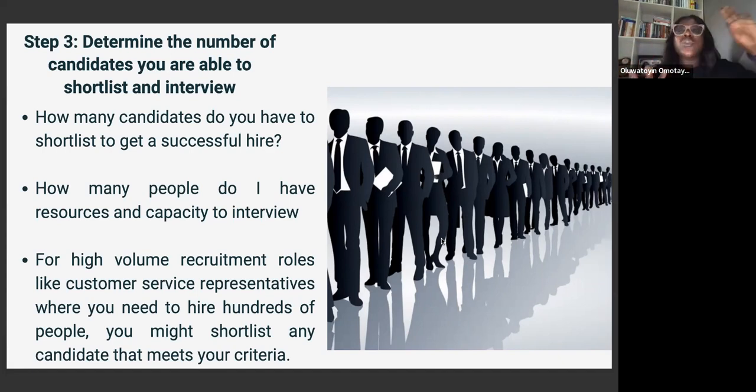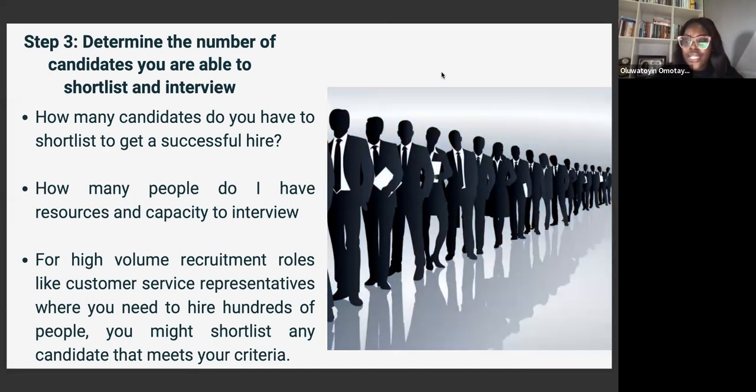Have you noticed that when you're speaking to someone, you speak to the first person in the morning, the second person, the third person, by the time you get to the 4th person, you are tired. You just want to go and sleep. And so you need to determine your own capacity in how many people you want to interview. For high volume recruitment roles, like for example, customer service, these are roles where you find a lot of applicants, where you will need to hire hundreds of people. You might have to shortlist any candidate that meets your criteria. Okay, all right.